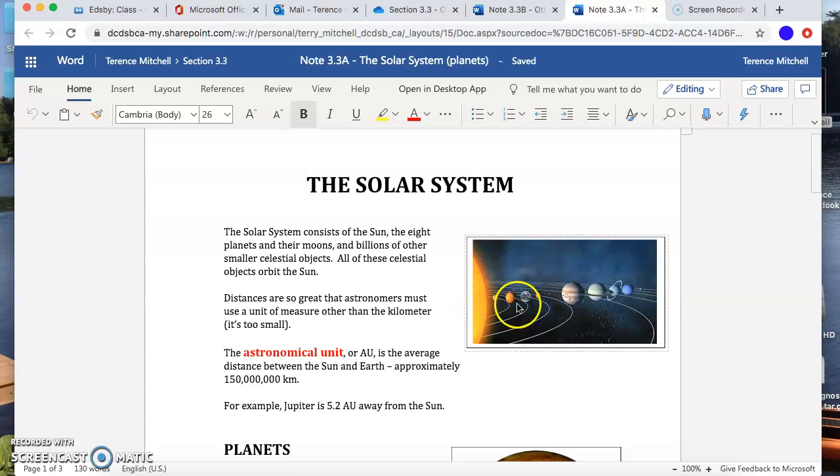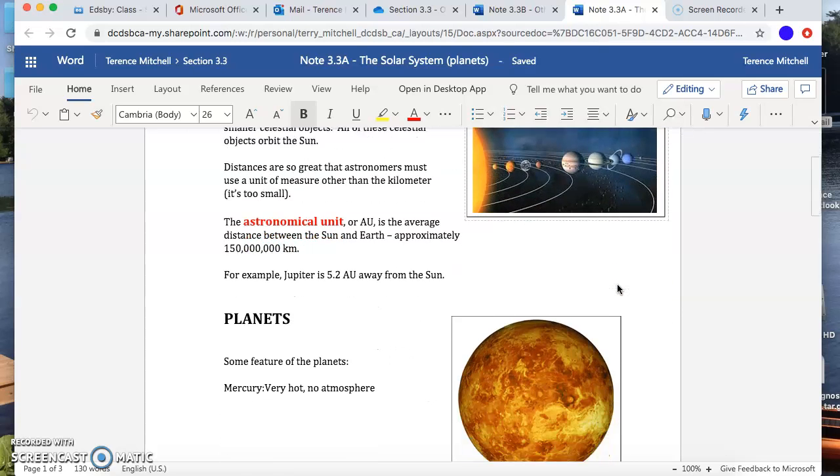That distance, that 150 million kilometers, we just call that 1 AU, 1 astronomical unit. So that's a base unit. The example I give in the note here, Jupiter is 5.2 AU away. That means it's 5.2 times further away from the sun. So it allows us to compare relative distances. If we are 1 AU away, Jupiter's 5.2 away, Jupiter must be 5.2 times further away. So that's that.